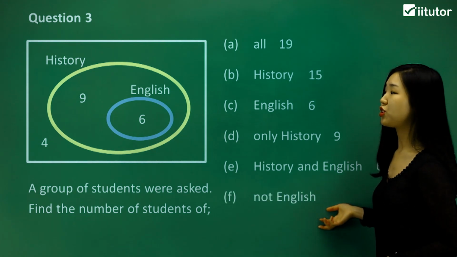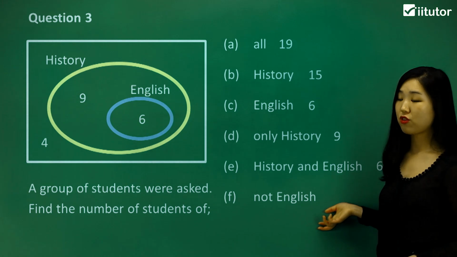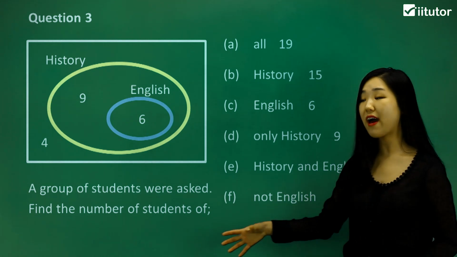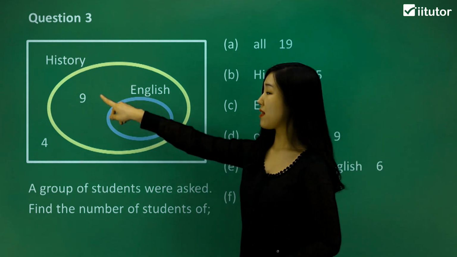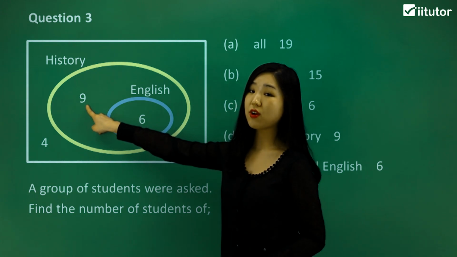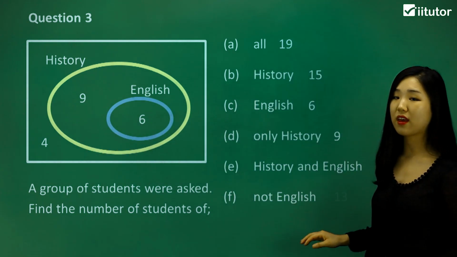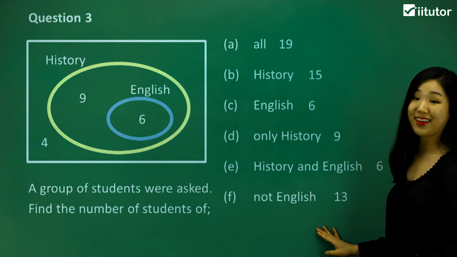Alright, not English. So the people who don't do English. So we have to count everyone outside this circle, which means it's the 9 people who do just history and the 4 people who don't do anything. So it's going to be 9 plus 4, which is 13.